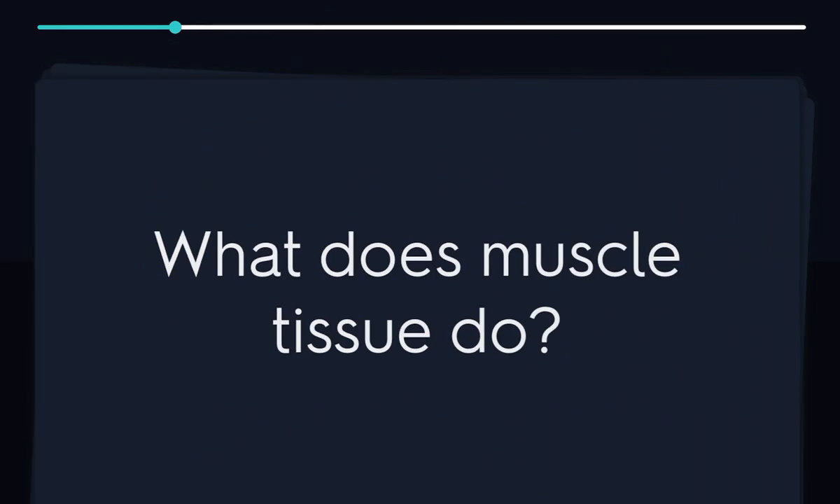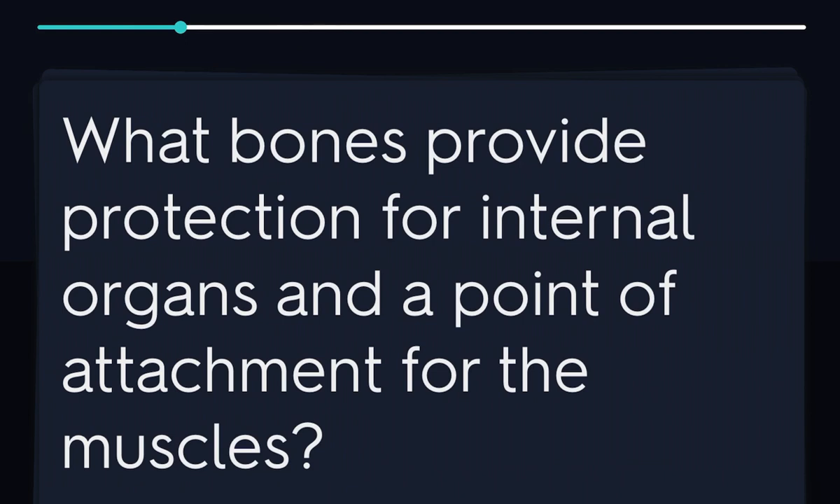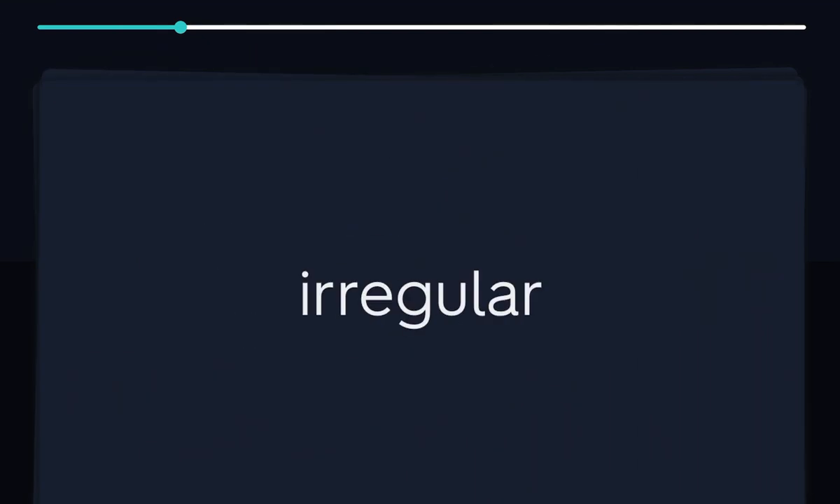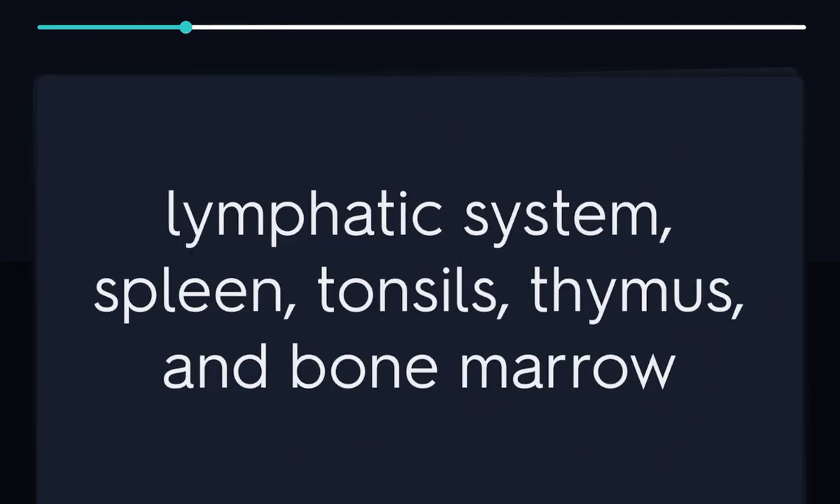What does muscle tissue do? Contracts to cause movement. What bones provide protection for internal organs and a point of attachment for the muscles? Irregular. What makes up the immune system? Lymphatic system, spleen, tonsils, thymus, and bone marrow.